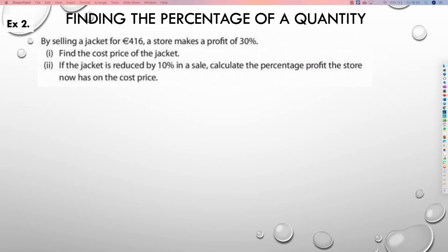So, by selling a jacket for €416, a store makes a profit of 30%. Find the cost price of the jacket, and if the jacket is reduced by 10% in a sale, calculate the percentage profit the store now has on the cost price.